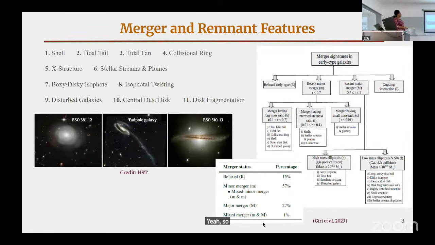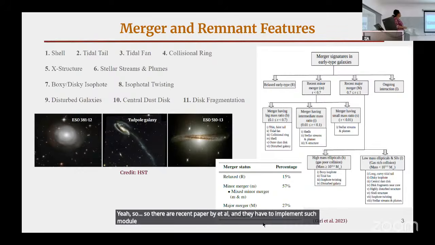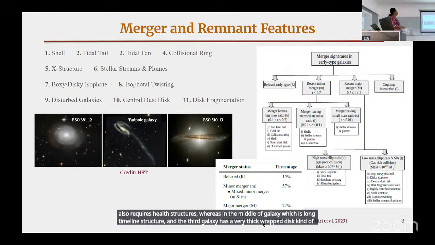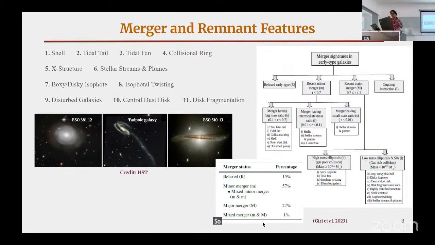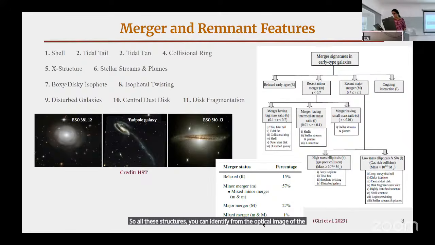So there is a recent paper by Giri et al., and they have identified 11 such merger features. In these example images, the first galaxy has lots of ripple tail structures, the middle galaxy is a tadpole galaxy with a long tidal tail structure, and the third galaxy has a warped disk structure with central dust displacement. All these structures you can identify from the optical image of the galaxy.